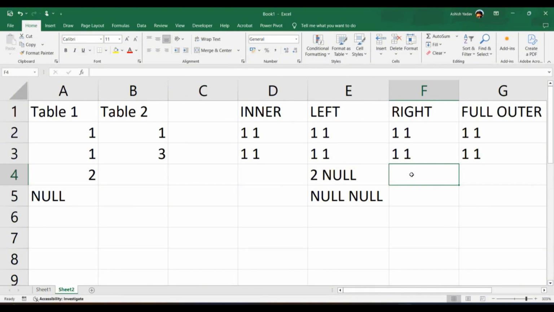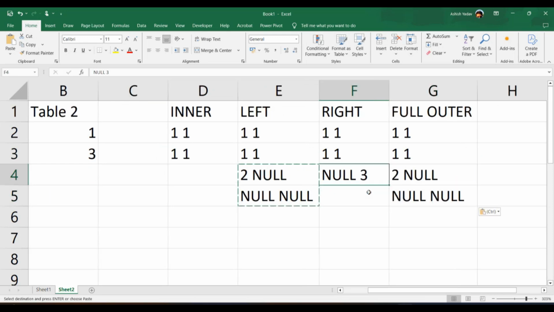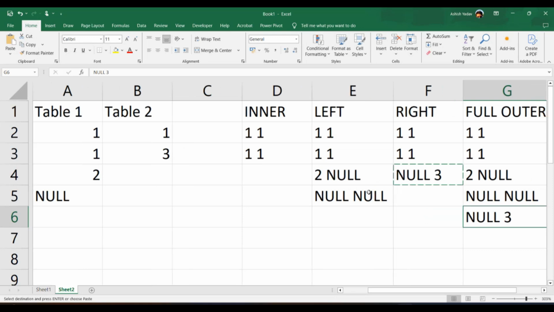What are the things which are not matched from the right table? Null 3 this time. Not 3 null. Null 3. Nothing is coming from the left table. This null and this null are not the same. Right? Nothing is coming from the left table, that is null, and 3 is coming from the right table, which is this 3. Okay. Full outer join. Copy and paste it in here, and this copy and paste it in here. Right? 5 rows. Okay.